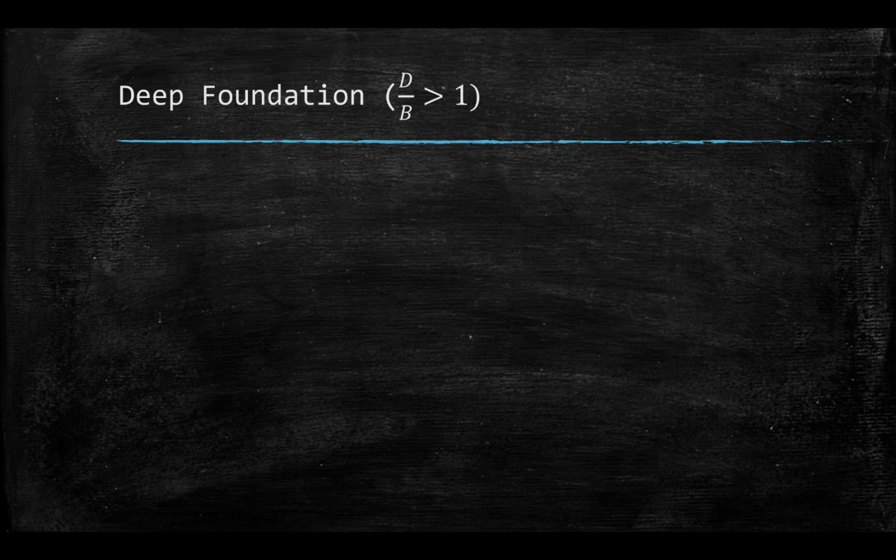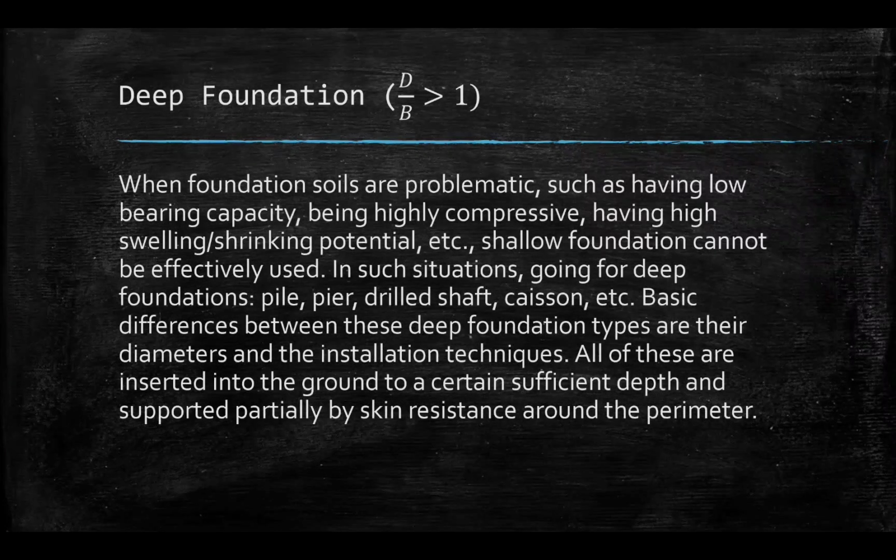Okay? So, ano nga ba ulit yung deep foundation at bakit siya ginagamit? So, when foundation soils are problematic, such as having low bearing capacity, being highly compressive, having high swelling, shrinking potential, and etc. Shallow foundations cannot be effectively used. In such situations, going for deep foundations, pile, pier, drilled shaft, caisson, etc. Basic differences between these deep foundation types are their diameters and the installation techniques. All of these are inserted into the ground to a certain sufficient depth and supported partially by skin resistance around the perimeter. So, simple lang naman yung ibig sabihin yan.